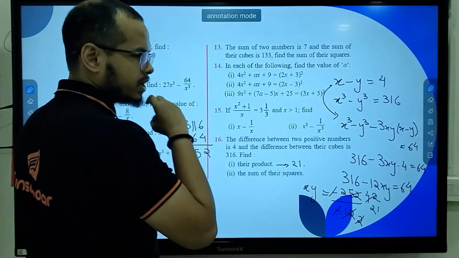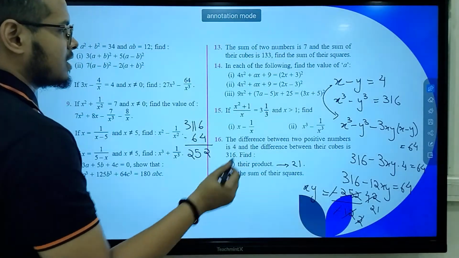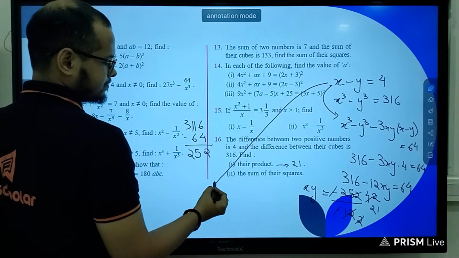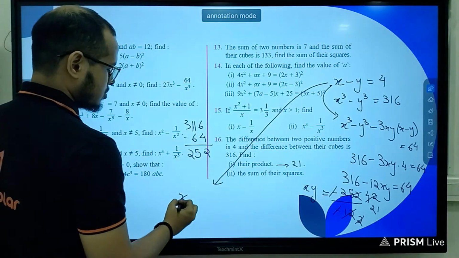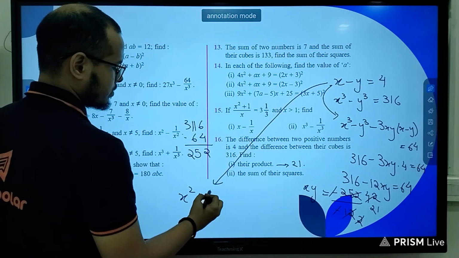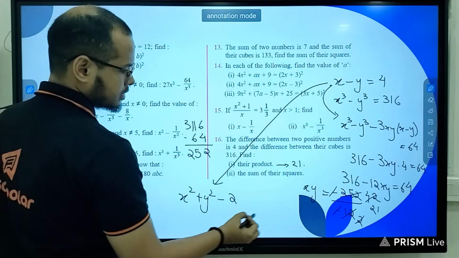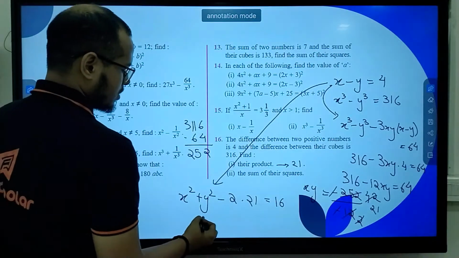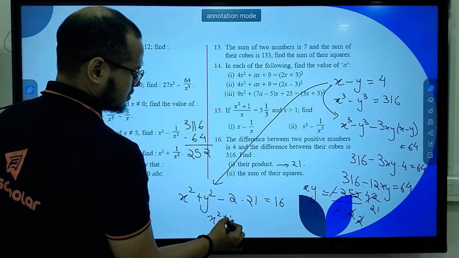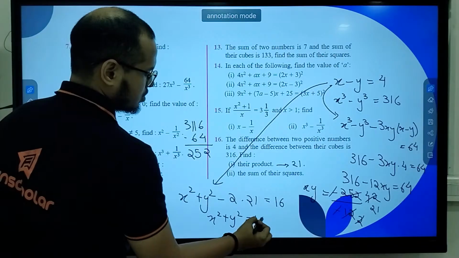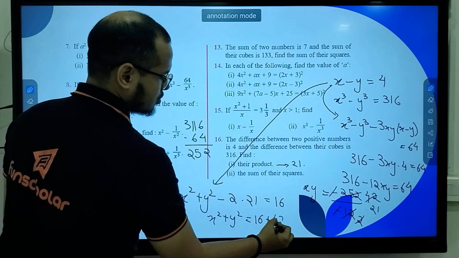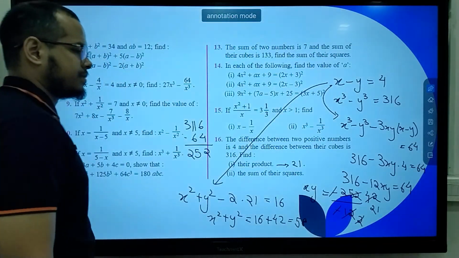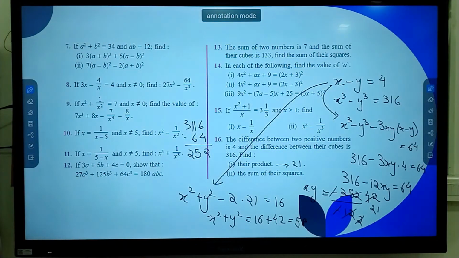Okay, now it is very easy to find the sum of the squares. So (x - y)², now we are doing the whole square. So x² + y² - 2xy, with xy being 21, is equal to 16. Okay, so x² + y² is equal to 16 plus 42. Answer will be 58.